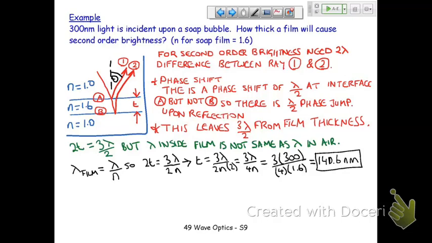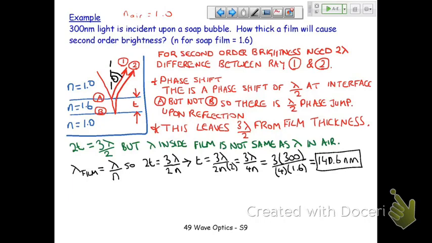So then let's do one of these. And again, I apologize, I've done it, so it's like I'm cheating. But we have 300 nanometer light incident upon a soap bubble. Why do we use a soap bubble? Because it's an everyday thing that everybody's seen. But we're only using monochromatic light. It's like we take a soap bubble and put it in a room and we only have one color light shining on it. How thick a film will cause the second order brightness? And I tell you, the N for the soap bubble is 1.6, and I expect you to know that the N for air is 1. Okay?